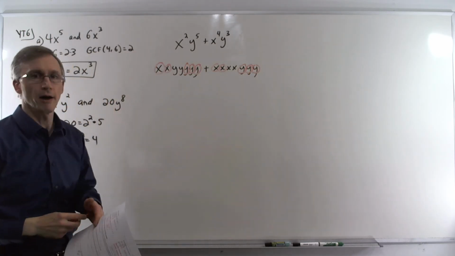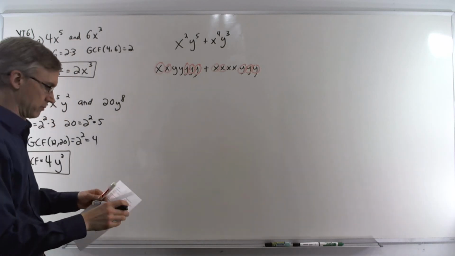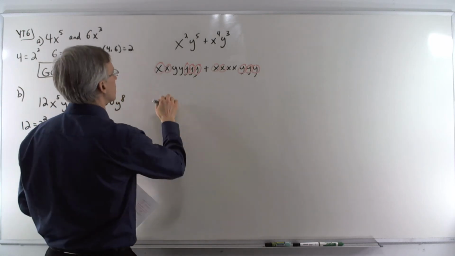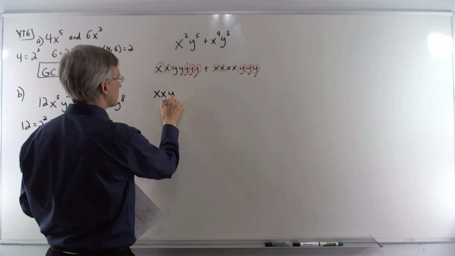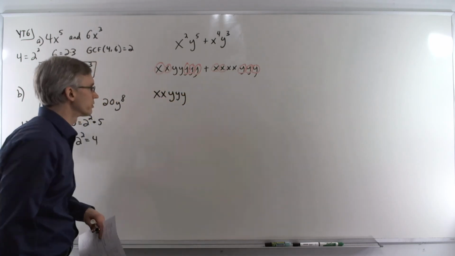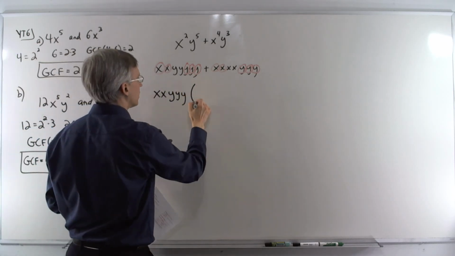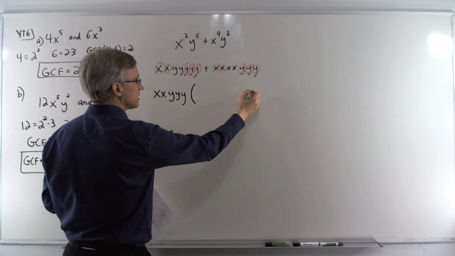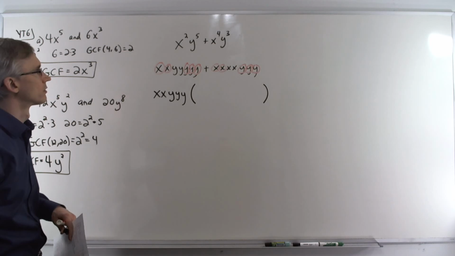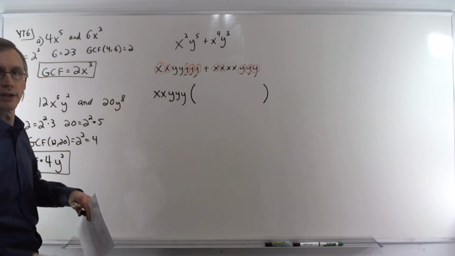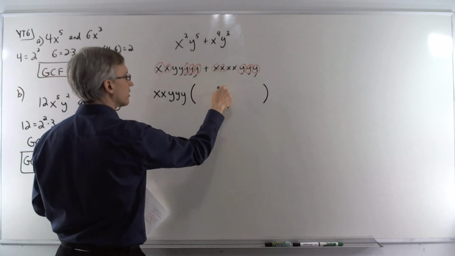All right, there's everything that's common to both terms. So that's going to be our GCF. So we got 2 x's and 3 y's. So what we do with the GCF is to remove it from both of these and bring it outside a pair of parentheses. So everything circled then is removed. And everything that's not circled is what's left over inside the parentheses.